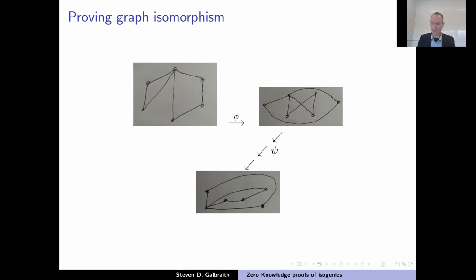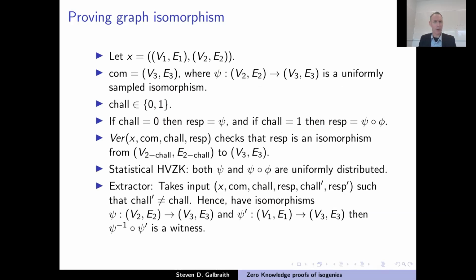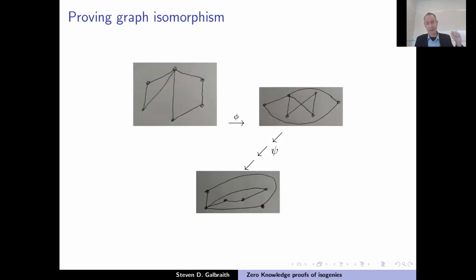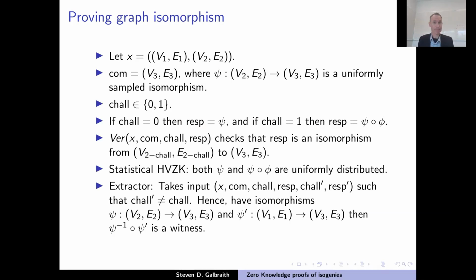So we've got our graph isomorphism problem. We've got this picture. So in symbols, our instance is the pair of graphs, the first graph and the second graph. And our commitment is a third graph, right? And the prover knows the witness, which is the map phi, and the prover is also constructing this map C as well. So that's what the commitment is, the third graph. And the challenge is a single bit. And if the bit is 0, the response is C. And if the challenge is 1, the response is the composition.